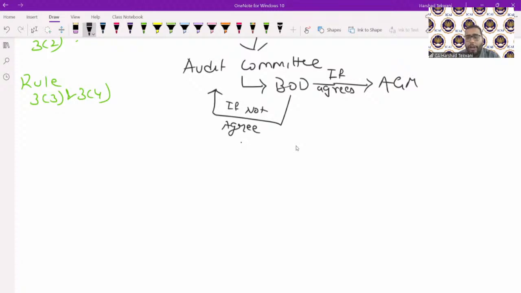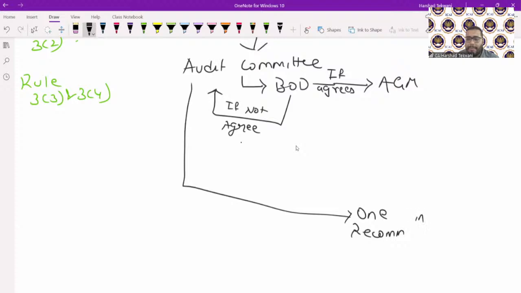And if the audit committee still does not agree, saying I suggested Mr. X, the board says Mr. X is not appropriate, consider Mr. Y, then they can both forward their recommendations to the AGM. If the audit committee and the board do not agree with each other, one recommendation will be put by the audit committee in the AGM, and one recommendation will be put by the board in the AGM.